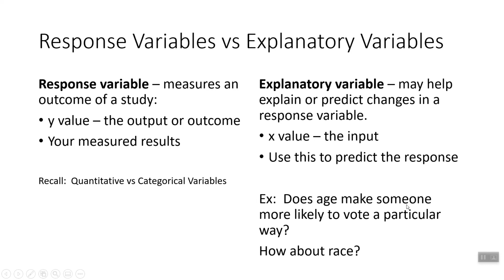So here's an example. Does age make someone more likely to vote a particular way? All right, so we'll take a look at this and we'll say, well, what we're asking is, does age determine how someone votes? All right, so age is the input, so that's the explanatory. And voting, how they vote, is the response. So we're seeing if it makes a difference in how they vote.